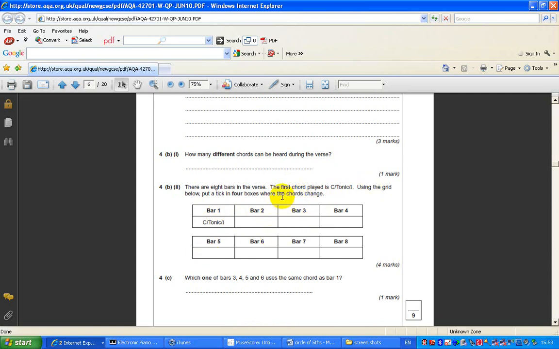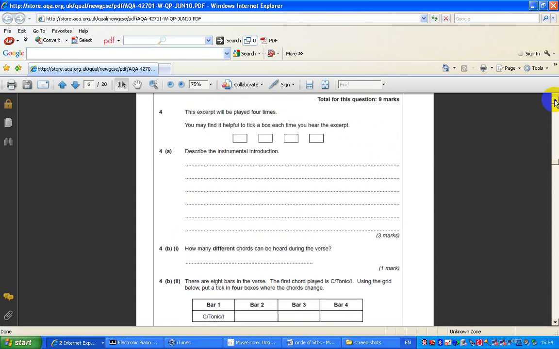Okay. Question C, which one of bars 3, 4, 5 and 6 uses the same chords as bar 1? So we're looking out in bars 3, which one of the bars, is it bar 3 that uses the same chord, bar 4, bar 5 or bar 6? So one of those bars is going to use a C chord, and you've got to identify which one and write your answer down. Let's just scroll back up the window a second.